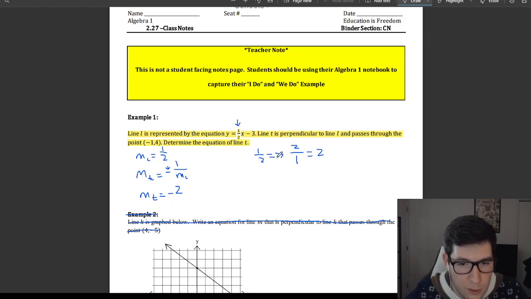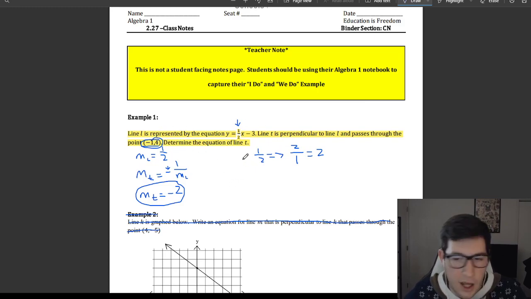And then once I have my slope, I do have to go back and look, because they do give us another piece of information, right? They tell us that, hey, this is going through the point (-1, 4). So I need to use this new slope that I just found with this lovely piece of information to create the full equation of the line.